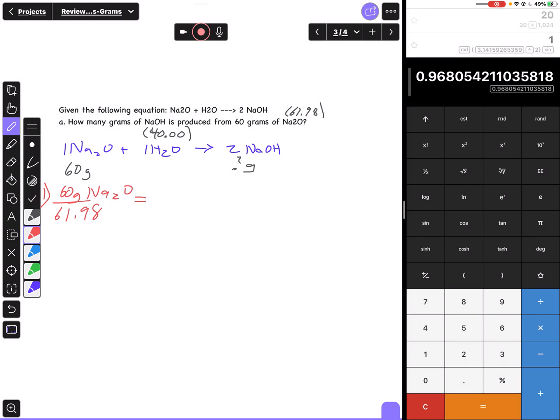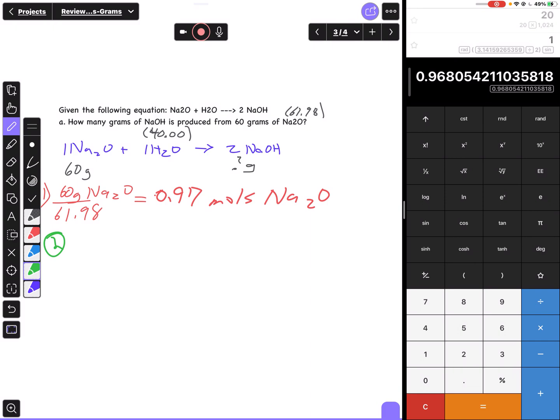Rounded to 2 decimal places, it'll be 0.97. Now I'm in moles of Na2O. So my second step is going to be to go from moles of Na2O to moles of NaOH. I use the balanced equation for that.